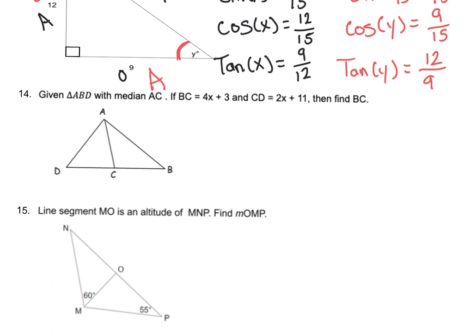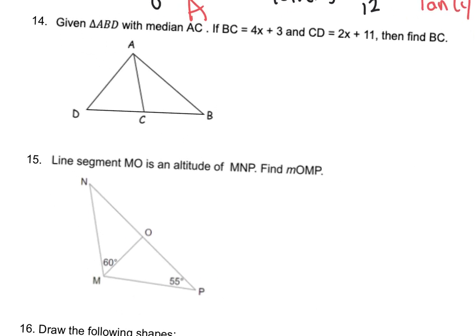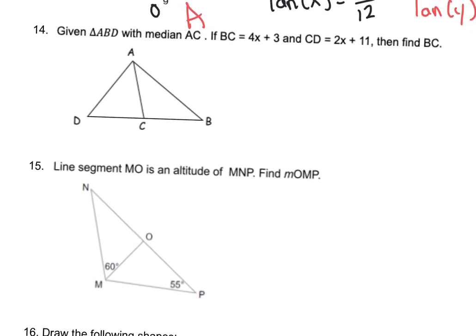Awesome. So we're moving on to number 14. This is kind of getting into some of the old stuff from earlier in the 9 weeks. It says triangle ABD has median AC. Median's a key word. When you see median, you should be thinking middle. Right? Middle or midpoint.